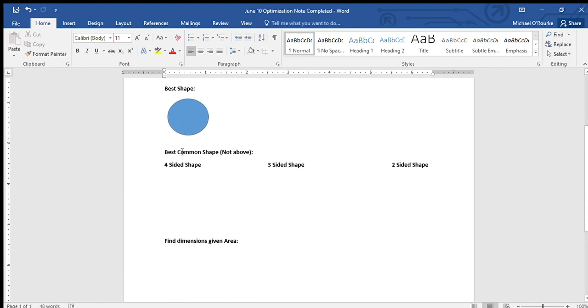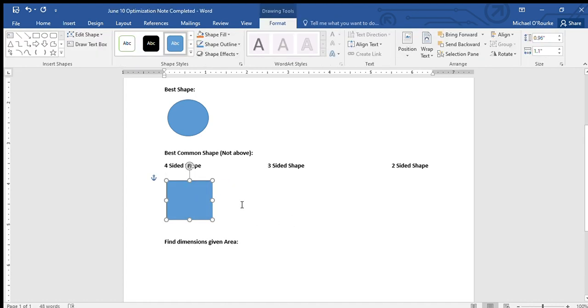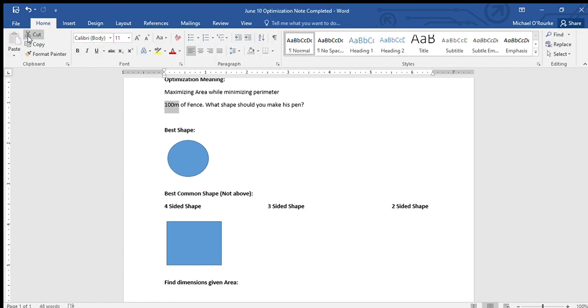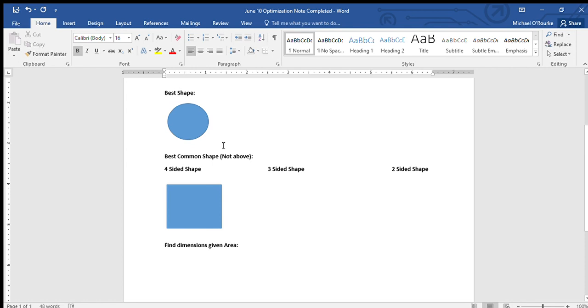So my question is for you, what would be the best dimensions for a 4-sided shape? What side should each be? You want something that's skinnier and longer? You want something, well, that's skinny and long, just in a different direction. What shape is the best here? What dimensions for our pen, which is going to be 100 meters? Okay? Highlight that, make it bold, make it big. Okay, so what dimensions are the best? And that's what we're going to take a look at right now.